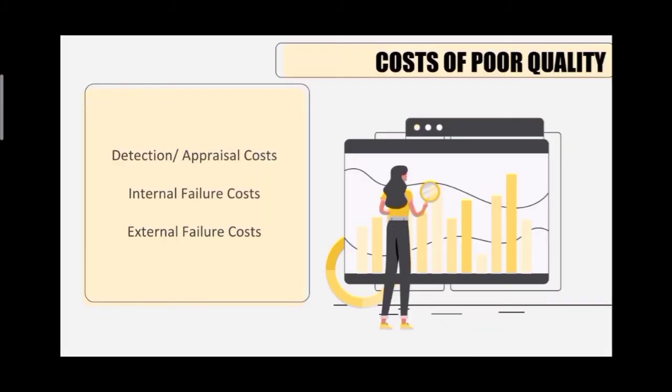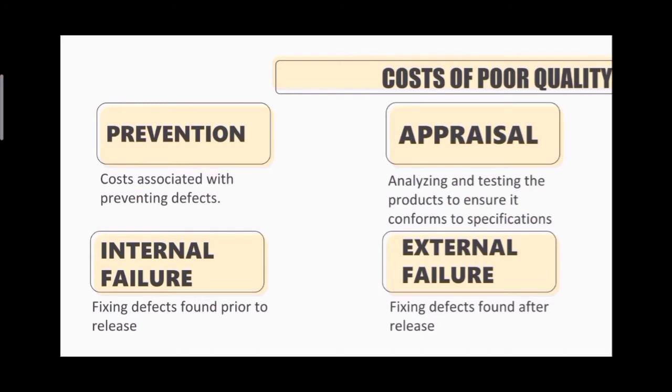Next is the costs of poor quality. We have prevention, detection or appraisal costs, internal failure cost, and external failure cost. But what do these costs of poor quality mean? So first we have prevention. These are the costs associated with preventing defects. Examples of these are training, early reviews, quality planning, tools, and process improvement initiatives.